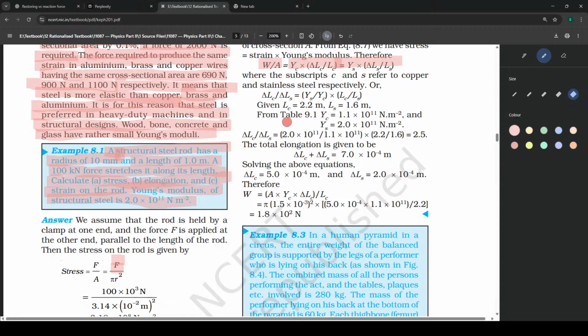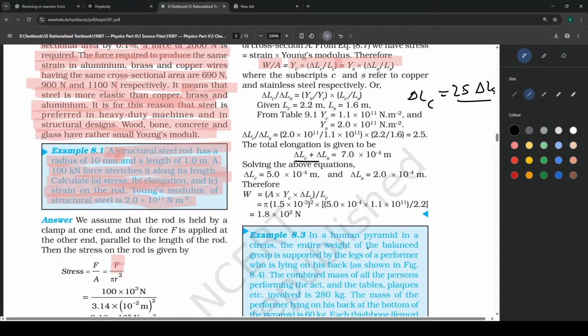And we already know the values of Young's modulus, which is not given, but from our table we can find out the values of Young's modulus of steel and copper, and the lengths of the rods are already given. The ratio of the change in length of copper by change in length of steel, we will get to be around 2.5. And we know that the total elongation is 7 into 10 power minus 4 meter, or 0.7 millimeter. Solving these equations, we take delta LC equals 2.5 into delta LS, and substitute this in the equation. We will get delta LC, the change in length of copper, as 5 into 10 power minus 4 meter, or 0.5 millimeter, and steel obviously being 0.2 millimeter.